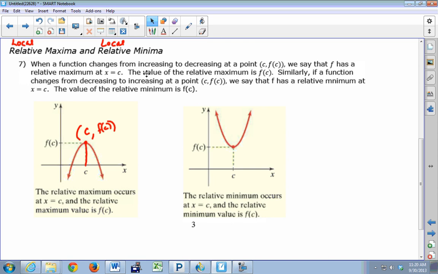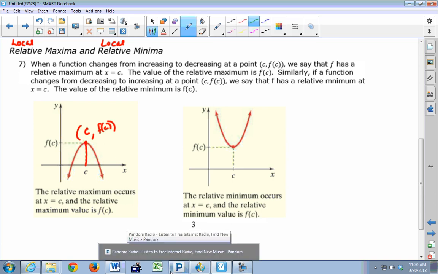So to define a relative maximum, your function has to change from increasing as I move along here, increasing, increasing, increasing, and then I come to this point, and I've sort of reached my high point for the day or the week or the year or life, I don't know, and then I start decreasing, decreasing, decreasing. So notice you have to have something happening on both sides of that point.